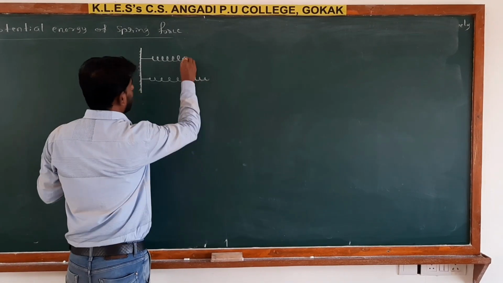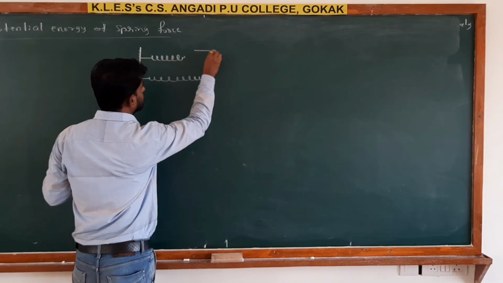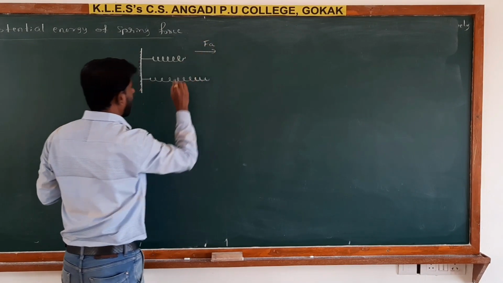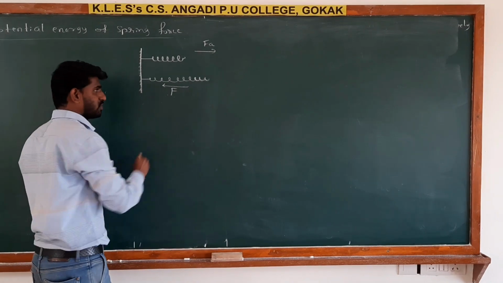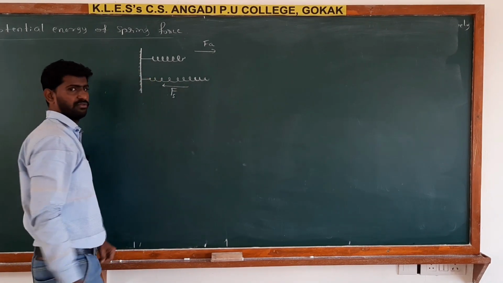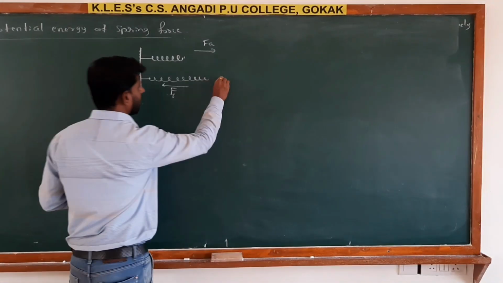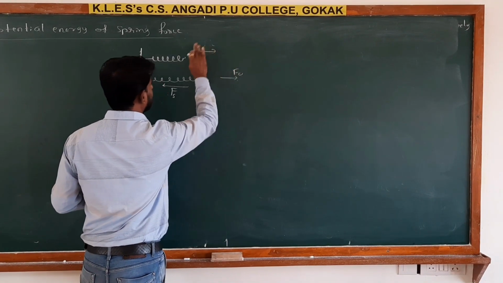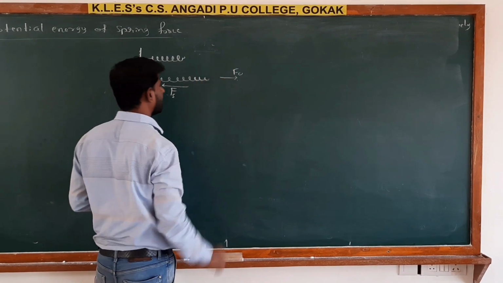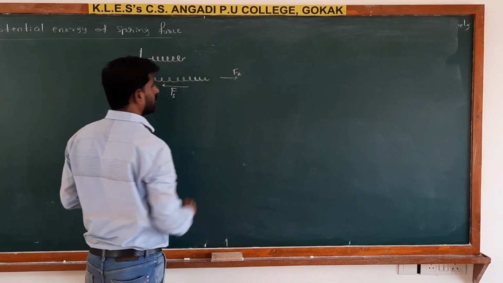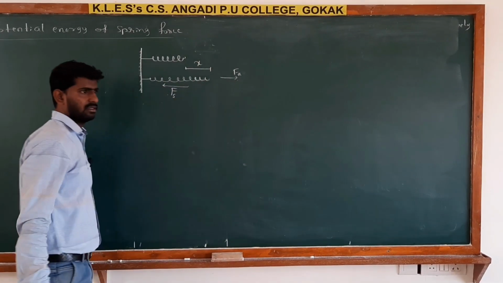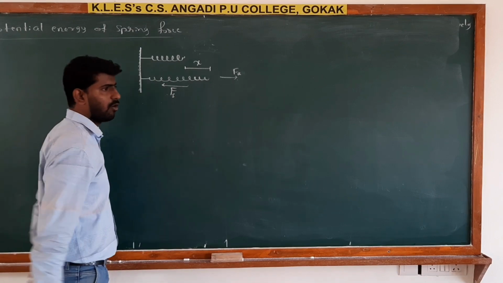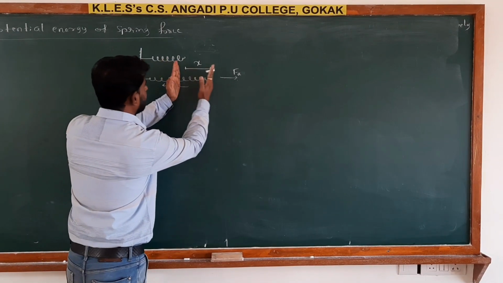Now, this is the applied force. As a result, a restoring force is developed. That restoring force I can also call the spring force. And this is your applied force, Fa. And this is called the displacement x, the expansion, or you can say how much the spring is displaced from here to here.